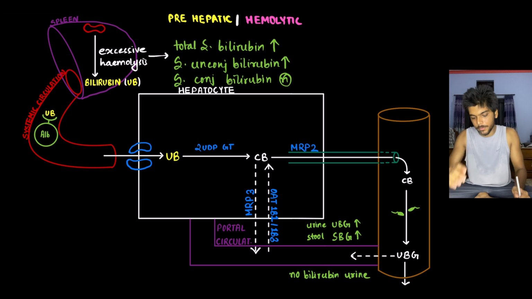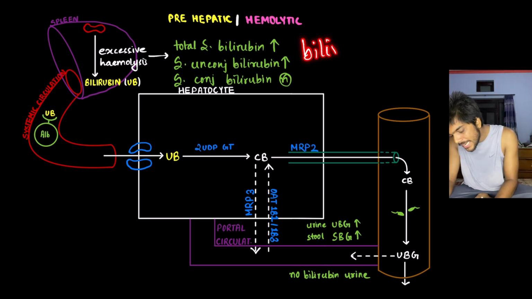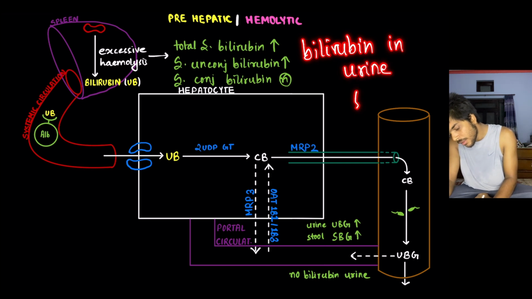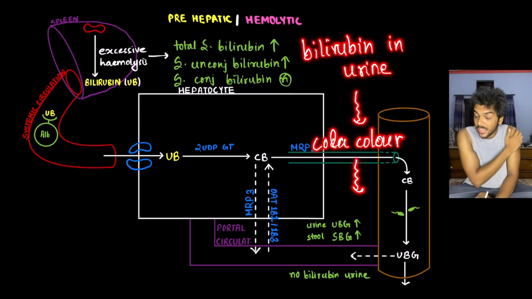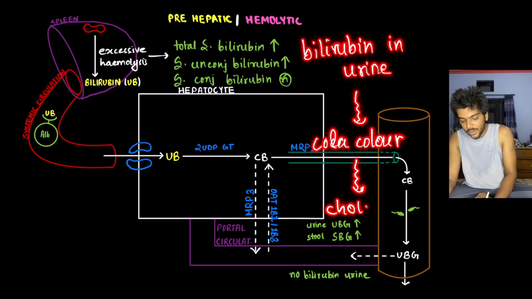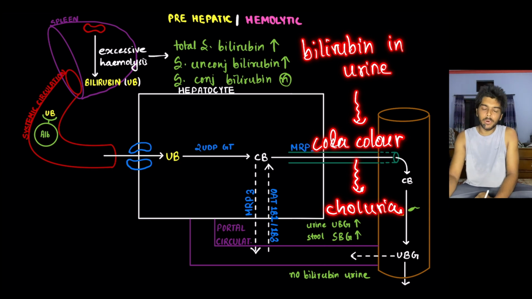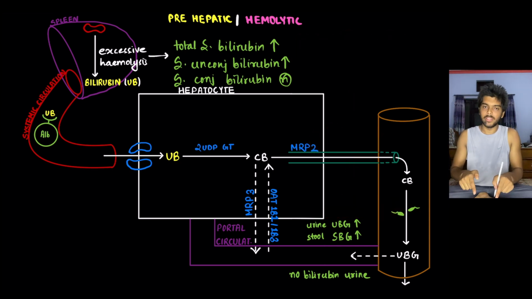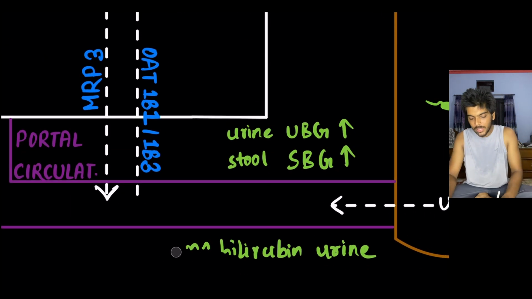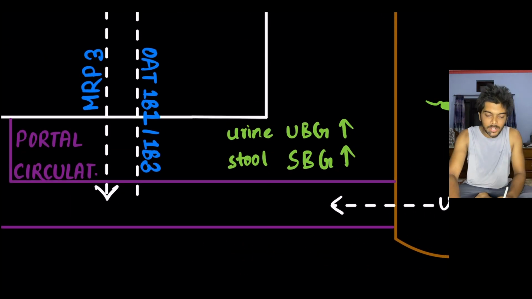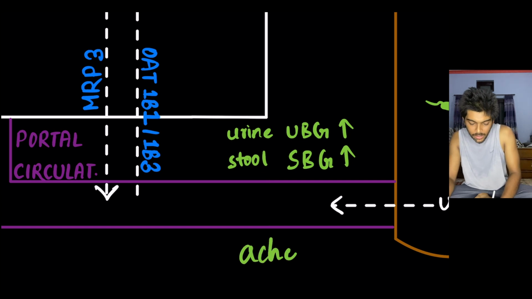Now another concept, when there is bilirubin in urine, the urine becomes cola colored, and this cola colored bilirubin present urine, more specifically cola colored conjugated bilirubin present urine, is referred to as choluria. But in hemolytic jaundice, there is no bilirubin in urine, so there is no cola colored urine, so there is acholuria. Okay.